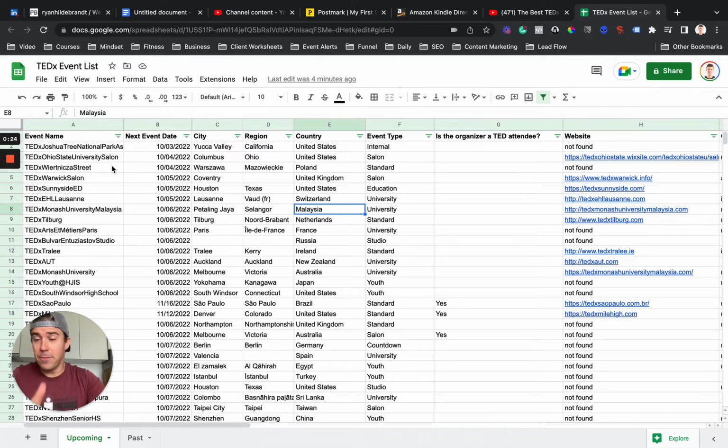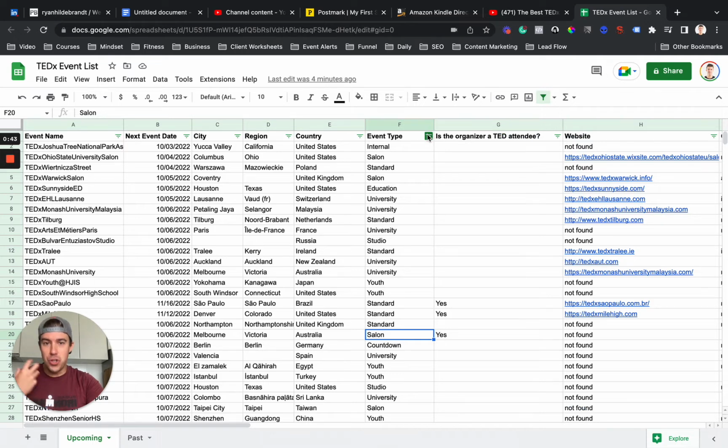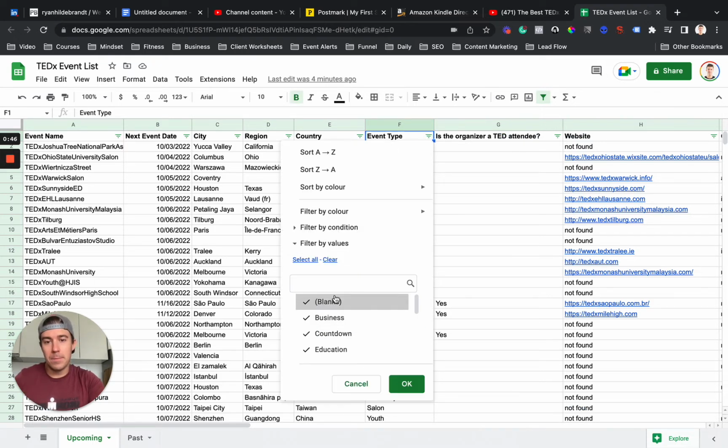So the first thing you're going to look at is the event type. Only certain event types even have speakers. Salon events sometimes have speakers, sometimes they don't. Standard events almost always do. Youth events do, but they're sometimes smaller. Libraries sometimes do. What I recommend generally for most people is standard, university events and TEDx Women events.